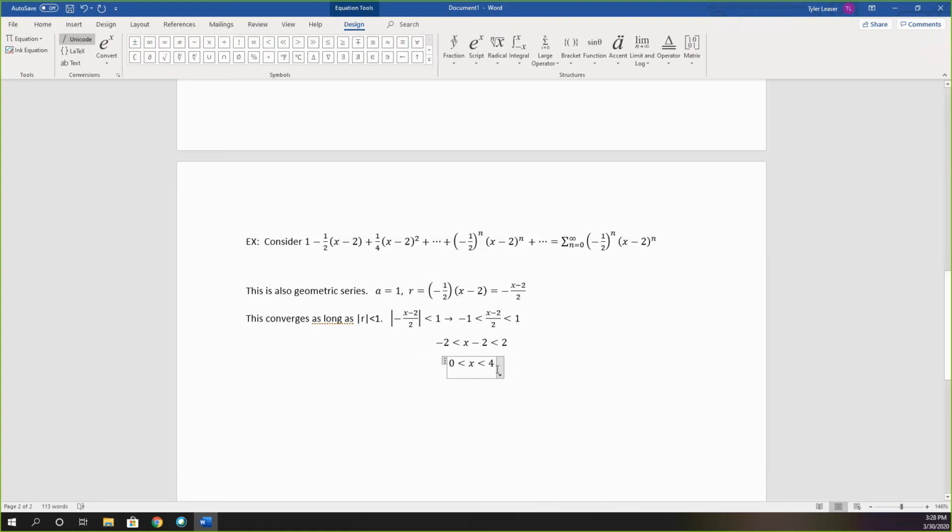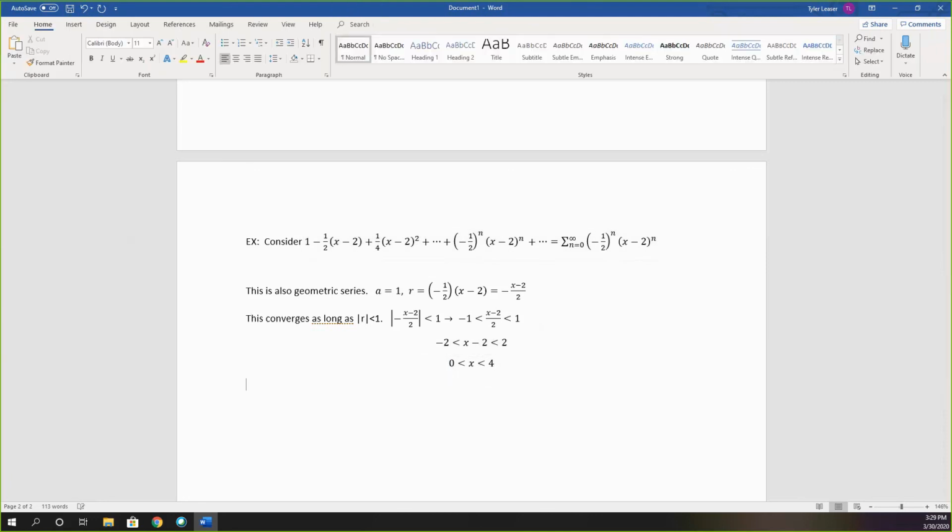This has a name to it, which we're going to get to in the next section. So just know that this is an important interval moving forward. All that matters to us for now is that this is the x values for which this infinite series converges. We have not found out what it converges to yet. All we know is that this only converges as long as my x is in between 0 and 4.